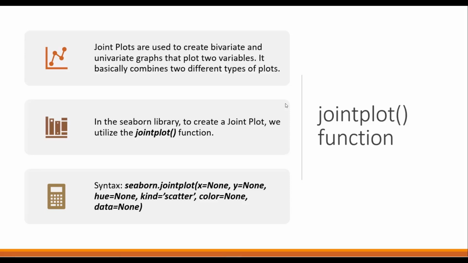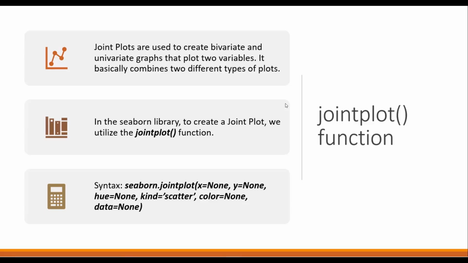The first two parameters are x and y. These are the data points that define the x and y axis location. The next one is hue. It is a grouping variable that will produce components with different colors. The next one is kind. It defines the kind of plot which you want to draw. It has options such as scatter, KDE, hist, hex, reg and resid.